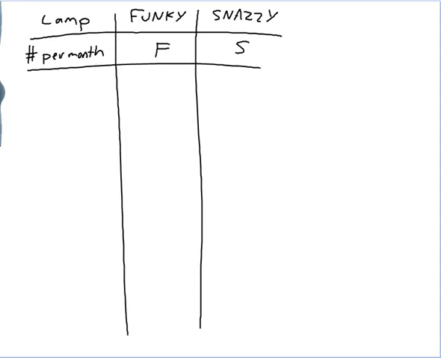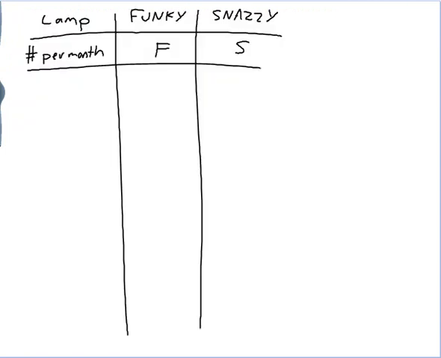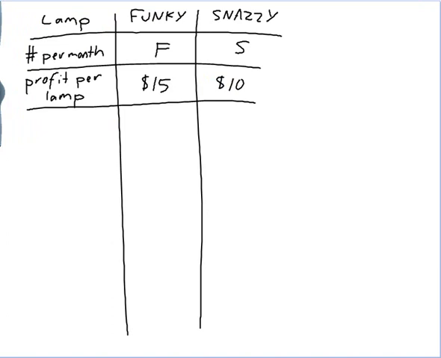Let me go back to my question and read each sentence and figure out what else I can put in my table. So, a small company manufactures and sells two models of lamps, Funky and Snazzy, the profit per lamp being $15 and $10 respectively. Let me put that in my table. Profit per lamp, $15 and $10. That's good.